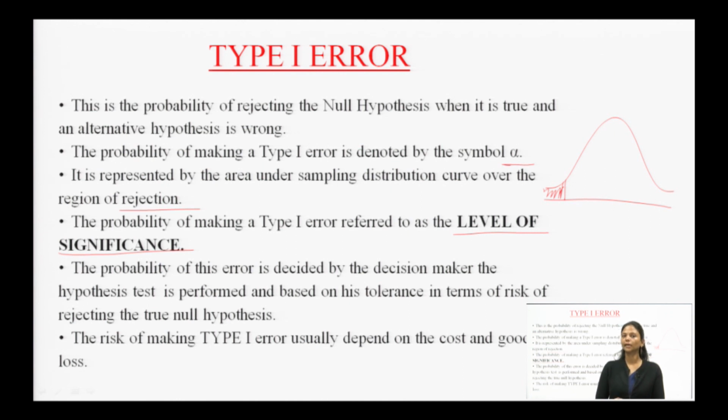The risk of making a type 1 error usually depends on the cost and the goodwill loss of the organization, or we can say the goodwill of the researcher. So, a type 1 error is generally not supposed to be made, and a type 1 error is associated with when we reject the null hypothesis when it is true and the alternate hypothesis is false.